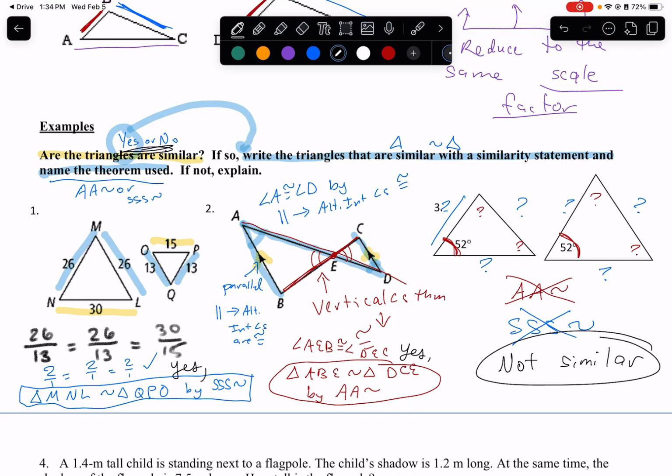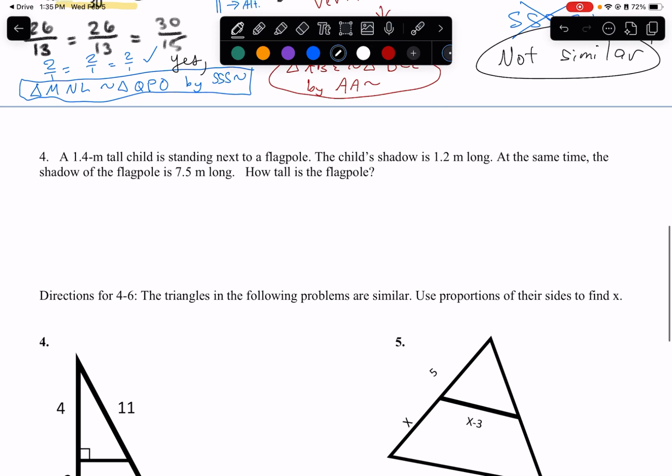So the rest of these are about applying that proportionality of the sides to be able to find different measures. So for number 4, it says a 1.4 meter tall child is standing next to a flagpole. The child's shadow is 1.2 meters long. At the same time, the shadow of the flagpole is 5.7 meters long. How tall is the flagpole?